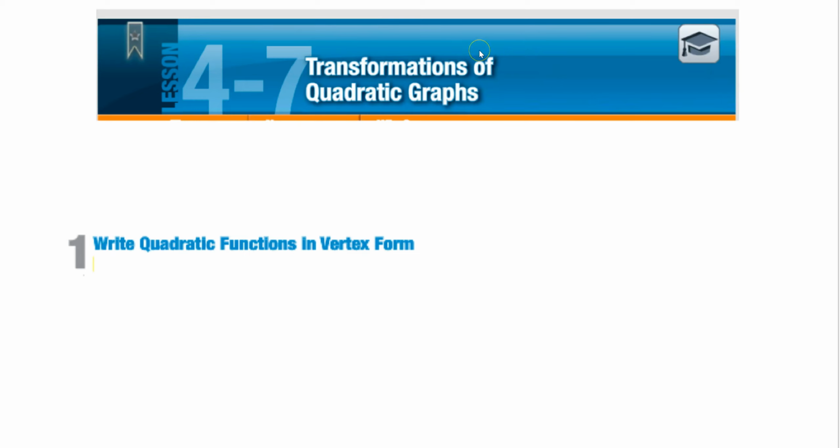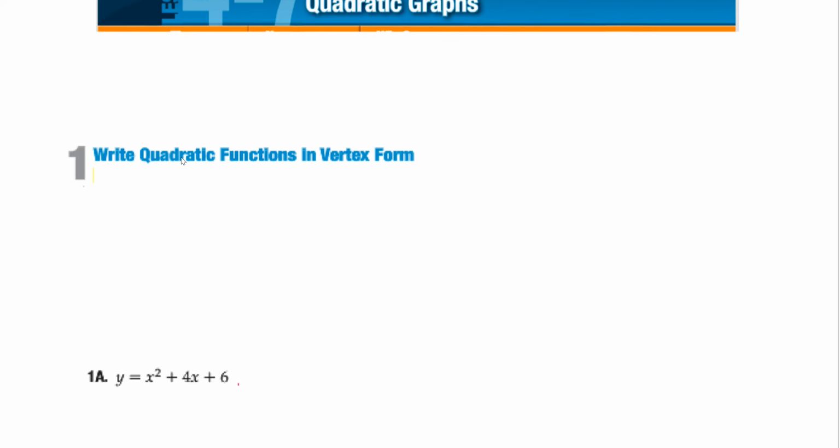Section 7, transformation of quadratic graphs. So this is more graphing, more actually kind of back to section 1. So we're going to talk more about quadratic formulas in general. So we should already know the standard form of a quadratic formula is this: y equals ax squared plus bx plus c. Quadratic term, linear term, constant term.